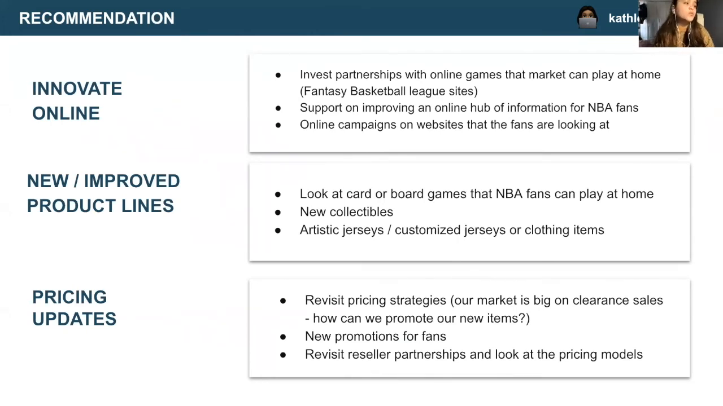Another is new or improved product lines. Look at card or board games that NBA fans can play at home, new collectibles, artistic jerseys, customized jerseys, or clothing items. The last one is pricing updates. So revisit pricing strategies. We notice that our market is big on clearance sales. And how can we promote our new items then? And new promotions for our fans. Revisit reseller partnerships and look at the pricing models. So these are my top 3 recommendations for Nike's marketing team.